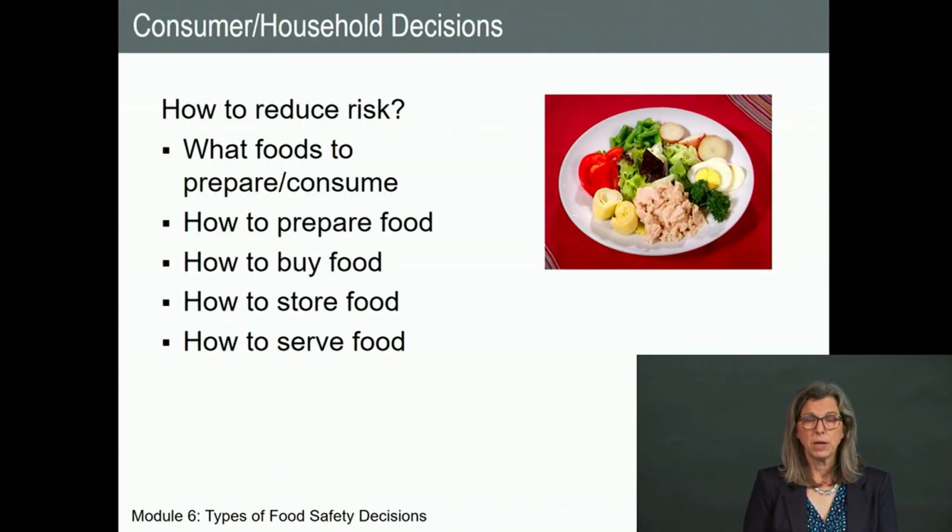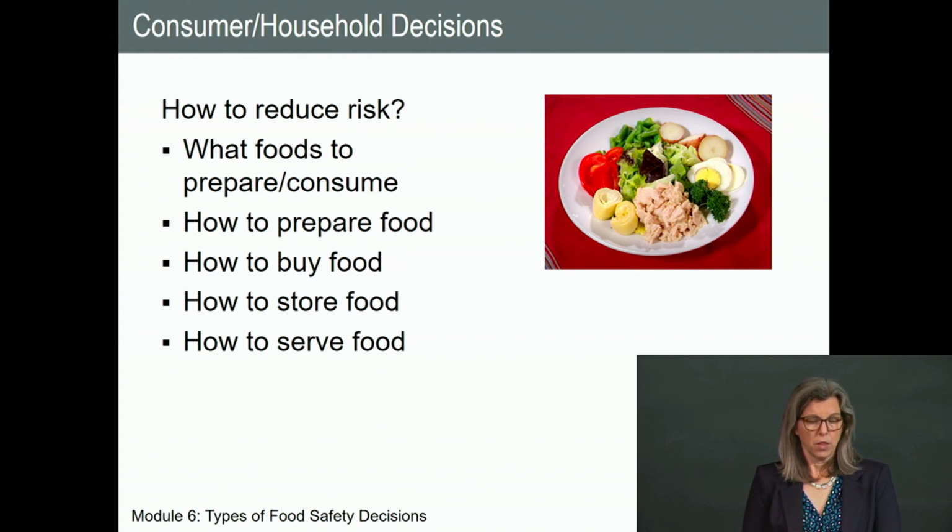And then finally, we have consumer and household decisions, which we don't talk a lot about in the food regulation world, because of course there aren't really regulations put on households. But in terms of reducing risk, in terms of managing food safety and decreasing risk, the consumer household is actually a really critical element. And there's been a good percent of foodborne cases that have been traced back to improper handling in the home.